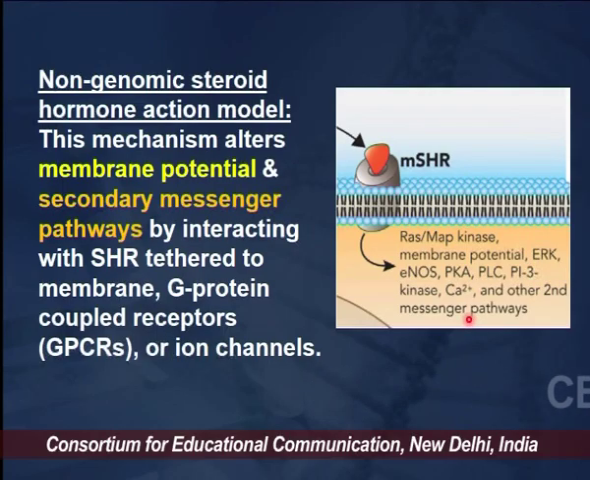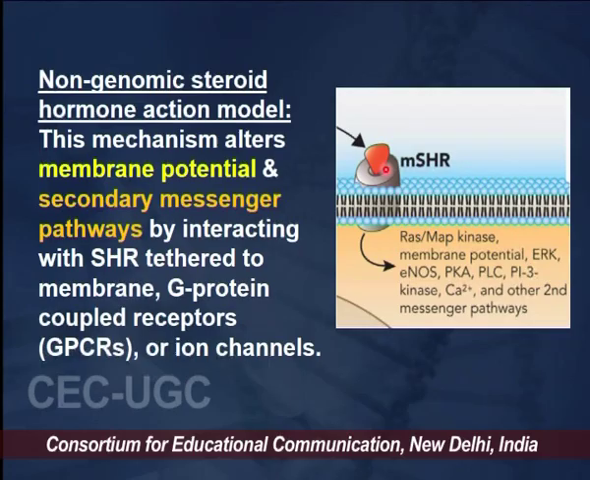By this mechanism, the RAS, MAP kinase pathway, ERK pathway, PKA and PLC, all these secondary messengers get activated once the membrane steroid hormone receptor binds with the hormone, and they will in turn give rise to the target proteins. Also, this mechanism can alter the membrane potential, and then there could be changes in the ion channels, and all these are non-genomic steroid hormone action mechanisms.